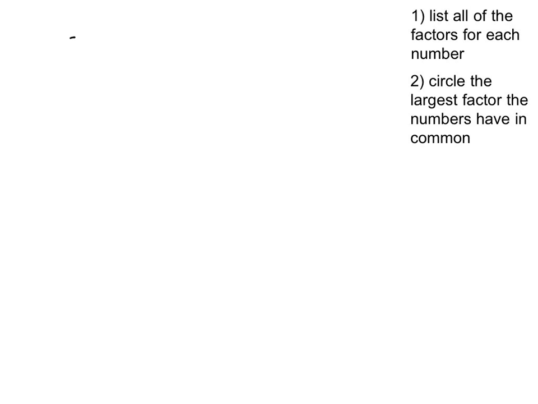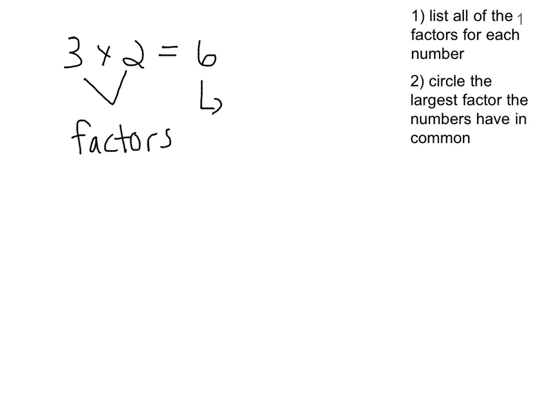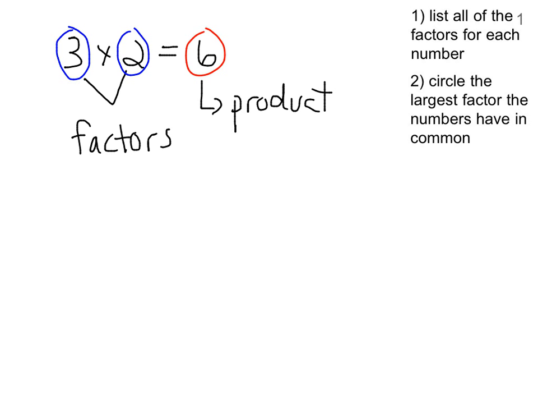So in this example of 3 times 2 equals 6, 3 and 2 are the factors because they are the two numbers you multiply to get the product of 6. So again, factors are the two numbers you multiply to get the product.